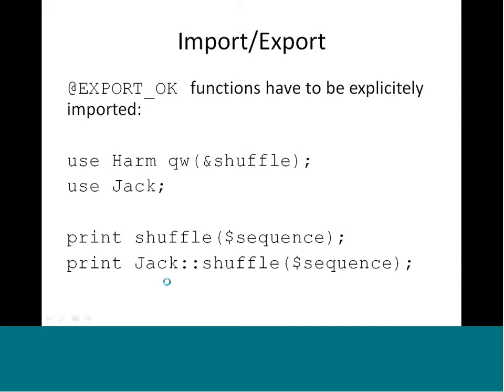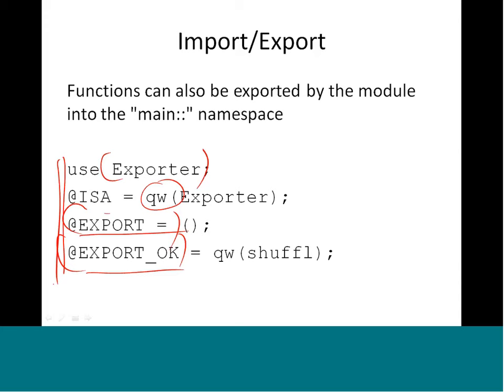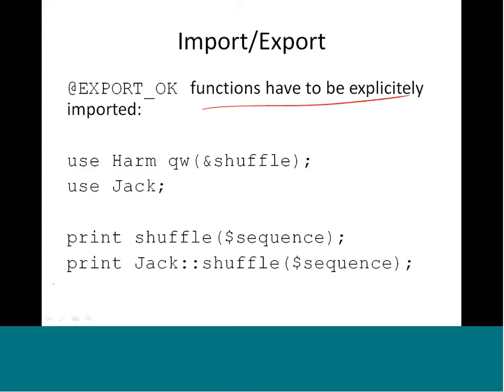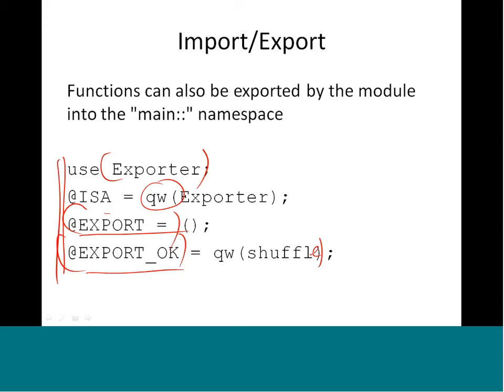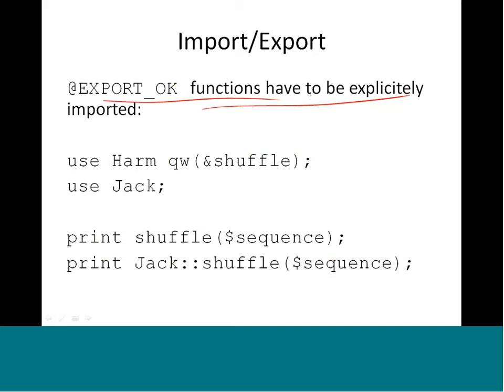So the EXPORT_OK functions have to be explicitly imported. What this means is once we add this in front of our programs, that becomes the modules of the functions that can be exported. Actually there is an E missing here, you can see. So for the shuffle function the export is OK for that particular function, and that's what we mean here, like functions have to be explicitly imported.